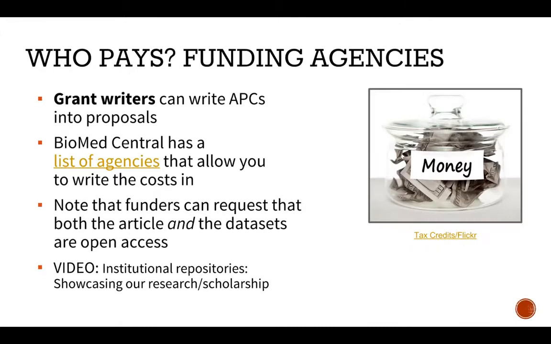To start, grant applicants can write article processing charges into their proposals. BioMed Central, a UK-based open access publisher, maintains a list of agencies that allow you to write these costs into grants. In the United States, those agencies include the National Institutes of Health, National Science Foundation, and Rockefeller Foundation. Funders can request that both the article and the datasets be openly available. This ties into the need for an institutional repository, which we discuss in a later video.